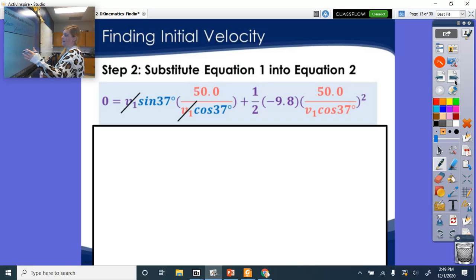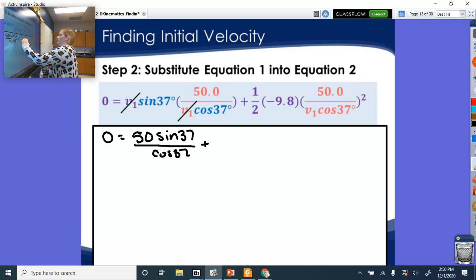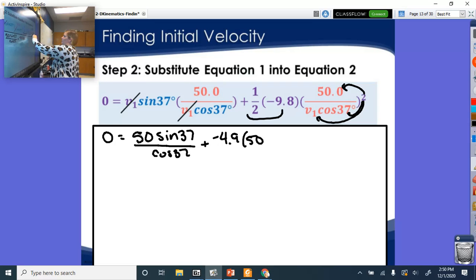So I'm going to go ahead and rewrite this and simplify it a little bit. 0 is 50 times the sine of 37 divided by cosine of 37 plus a negative 4.9, because I just went ahead and combined those, times 50. And I'm going to distribute my squared to each piece so that I have everything separated and it's not dependent on anything else. So 50 squared divided by my initial velocity squared and cosine of 37 squared.